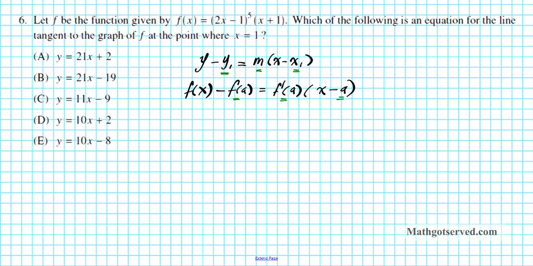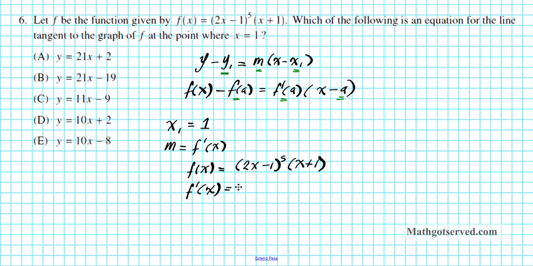So in this situation, x1 is basically our a. x1 is 1. Okay, next thing we need to find is m. Remember, m is the derivative. Okay, so we need to find f prime of a, but in order to find f prime of a, we need to find what f prime of x is first. So let's go ahead and find that. If f of x is equal to 2x minus 1 to the 5th times x plus 1, then what is f prime of x?